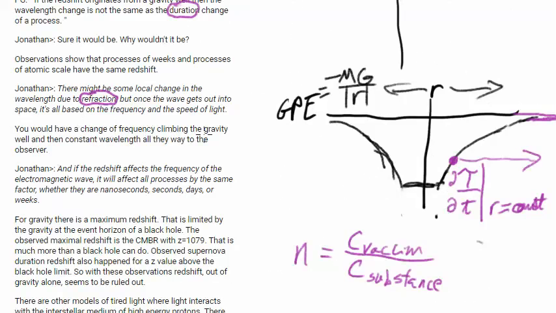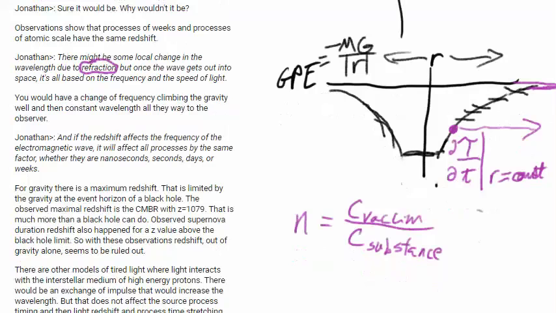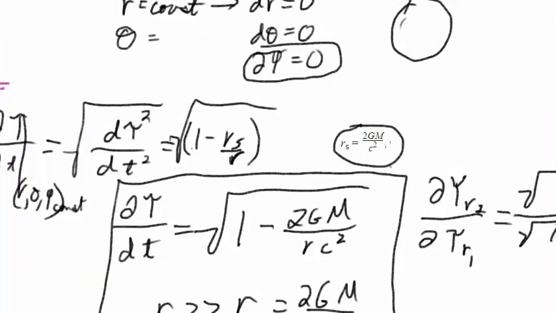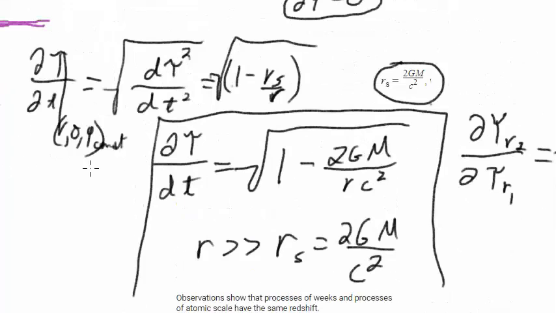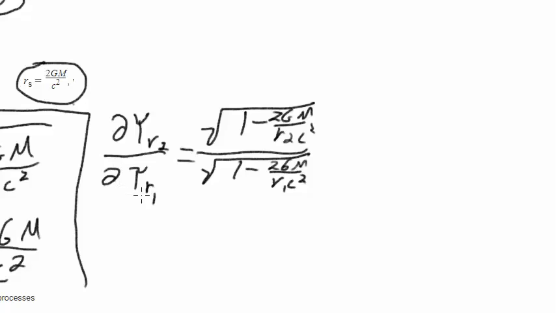by Paul here. You would have a change of frequency climbing the gravity well, and then constant wavelength all the way to the observer. Would you have a change in frequency? Well, in some sense, del tau del t at r equals constant would be different there, because you're at different r's. But yeah, I already covered that. It is right here: del tau r sub 2 divided by del tau r sub 1. So in whatever radius r2 you're at, you're going to have a different measure of the frequency or the period of the thing.